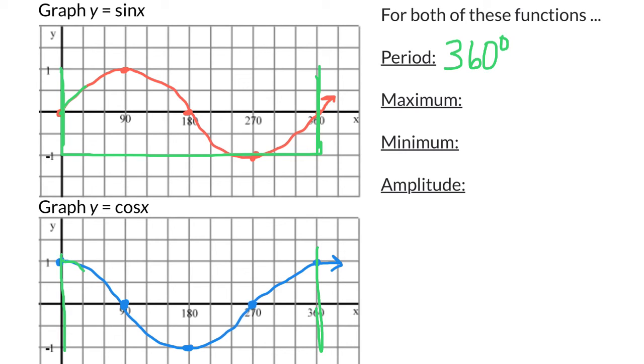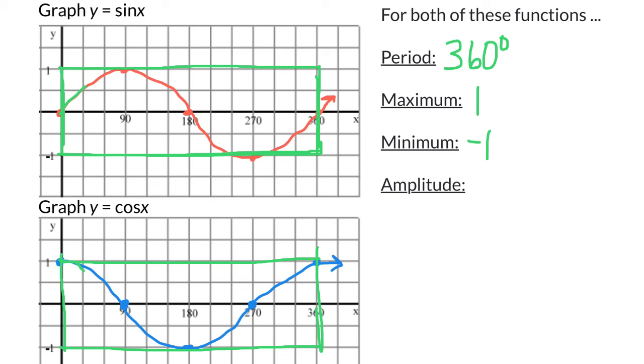The maximum and minimum values: for the sine curve, the maximum value never gets higher than 1, and it never gets lower than -1. If I look at my cosine curve, the maximum value is 1, and the minimum value is -1. So for both of these functions, the maximum value is 1, and the minimum value is -1.